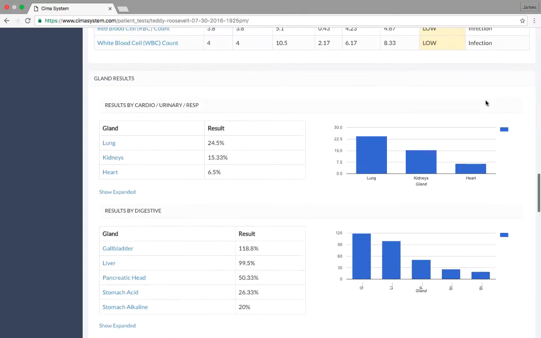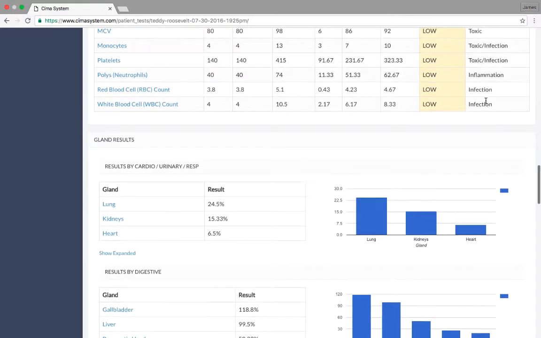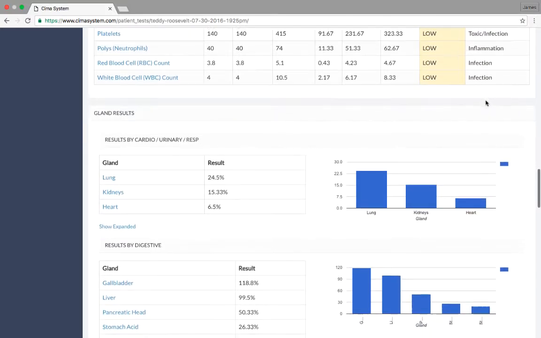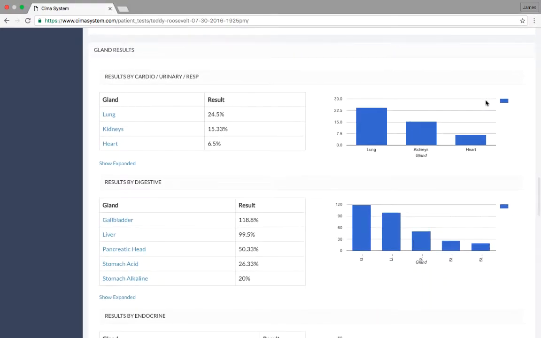Now, we not only evaluate the CBC and differential for immune stress, but what we want to do is we want to look at each system in the body and see if there's any kind of stress that we have to deal with in that particular system. Well, if we look at the cardiovascular, urinary, and respiratory systems, there's really not much of a problem because anything above 33 1/3% or below is a problem. In this particular case, there's nothing above or below. Everything is well within the range or parameters that I set up.